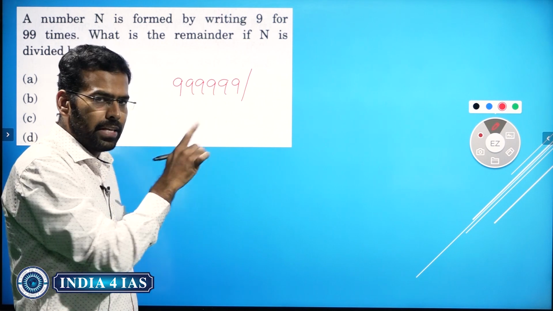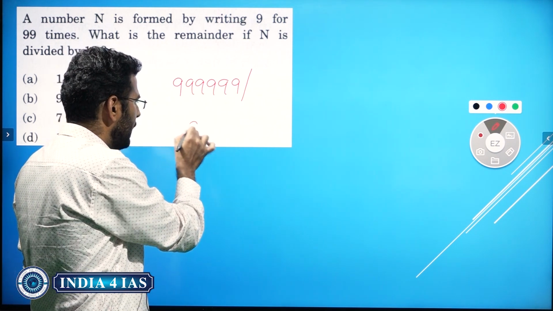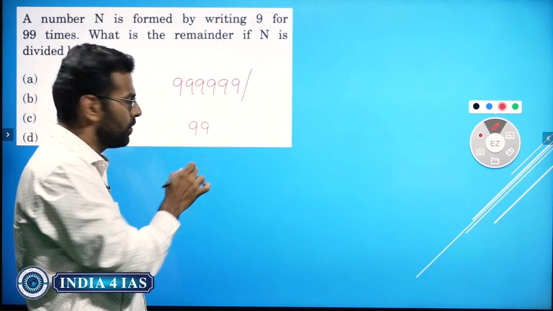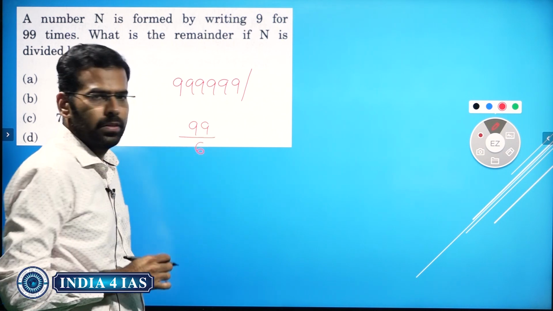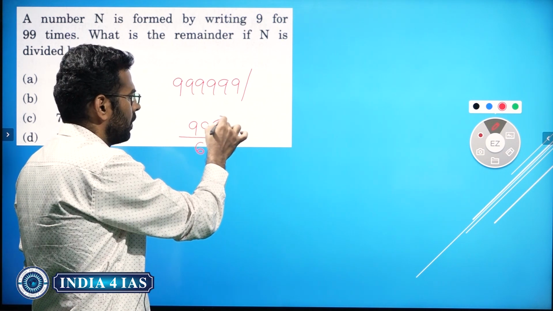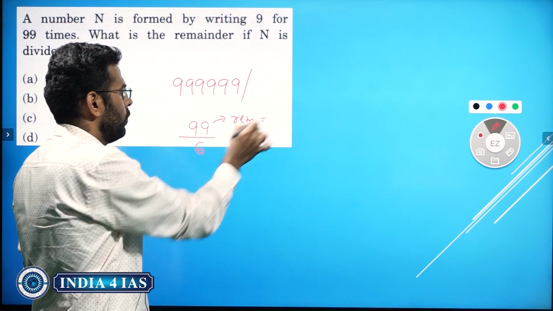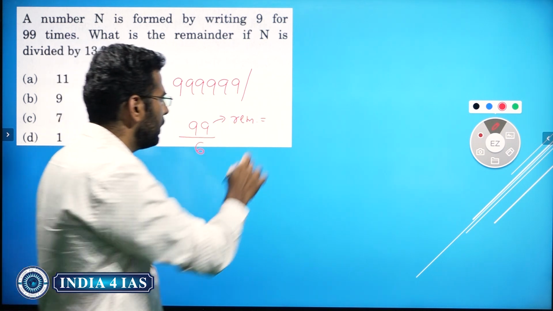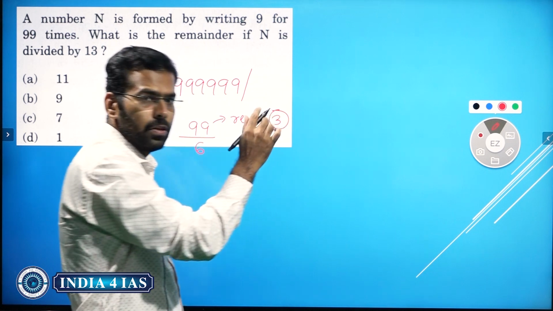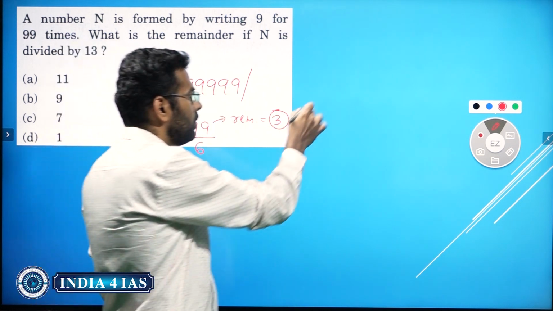Now since they are giving that this number is repeated for 99 times, first divide this by 6, then find out what the remainder is. So when you divide 99 by 6, you will get 3 as the remainder. That means at the end you will be left with 3 nines.